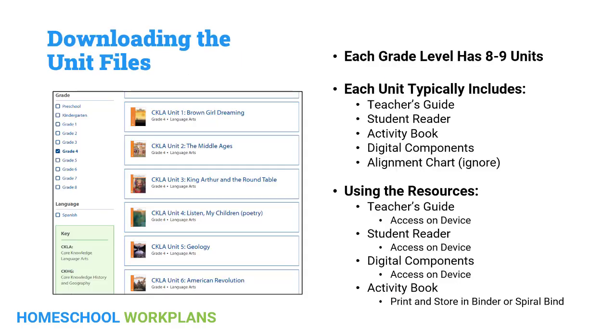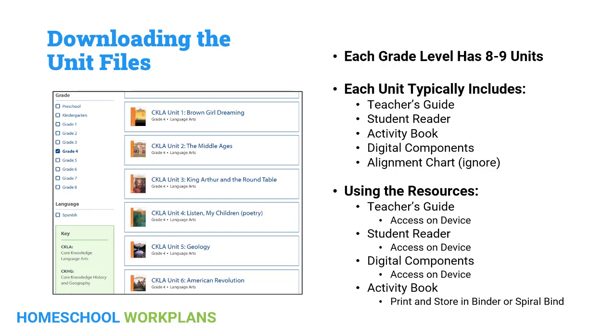All right, let's move on and look at the unit files. Like I mentioned earlier, each grade level consists of 8 or 9 units, and every student will start with Unit 1 and move forward in order throughout the school year. Now, it's going to vary a bit between the units, but typically each unit folder will have a teacher's guide, a student activity book, that's the workbook, and a student reader.